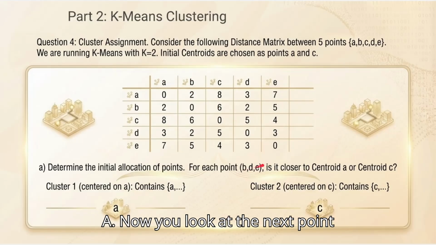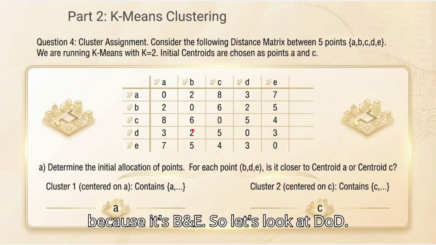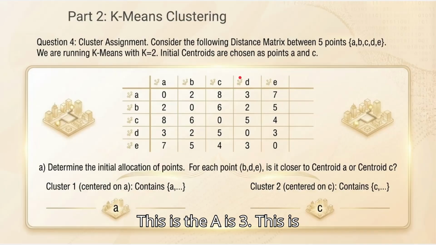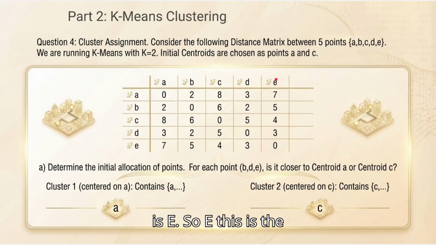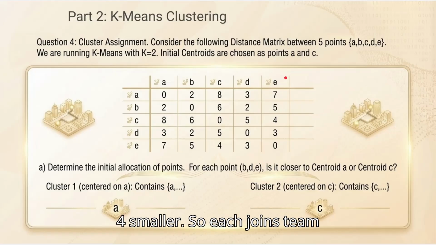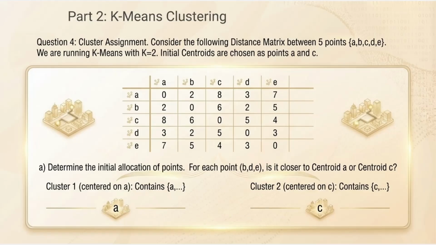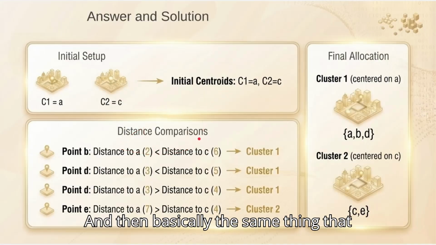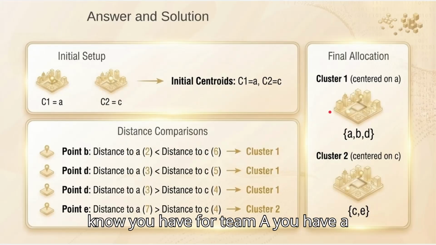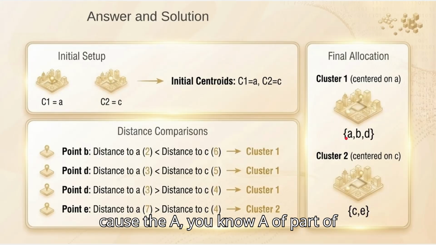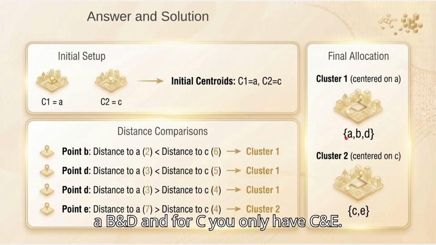Now you look at the next points, because it's B, D, and E. So let's look at D. The distance to A is 3. The distance to C is 5. 3 is smaller, so D will also join team A. Now the last one is E. The distance to A is 7. The distance to C is only 4. So 4 is smaller, so E joins team C. So now for team A, you have A, B, and D. And for team C, you only have C and E.